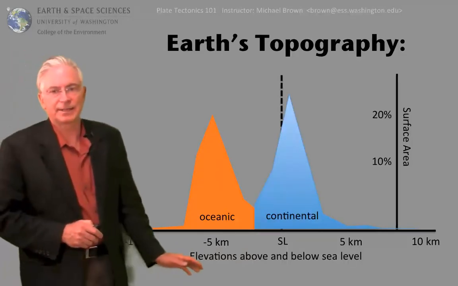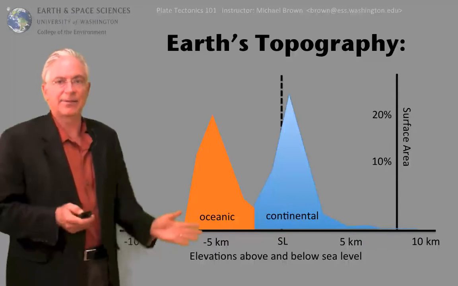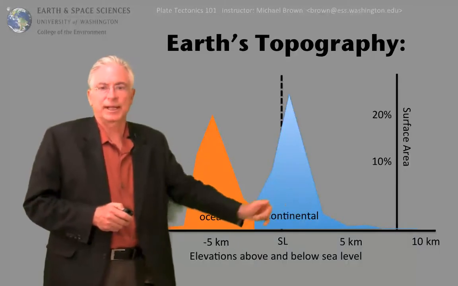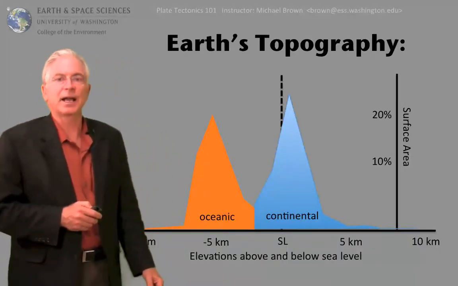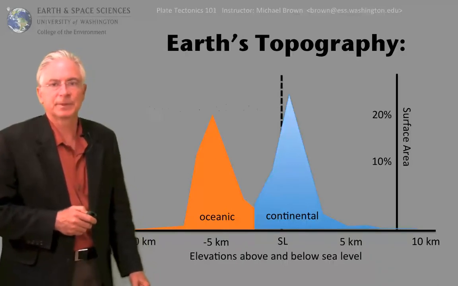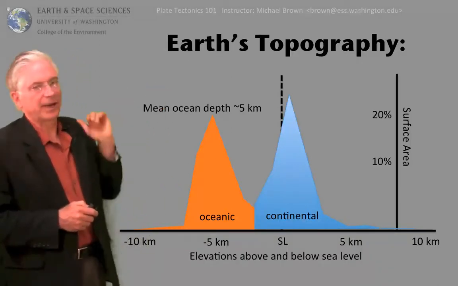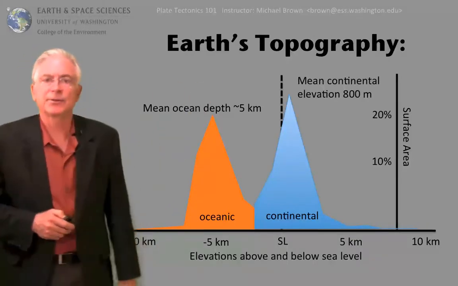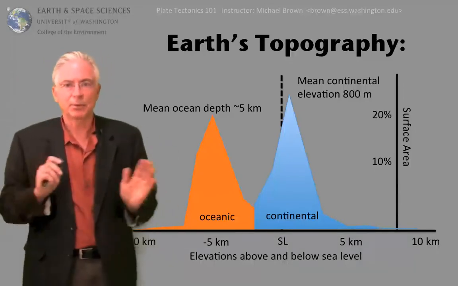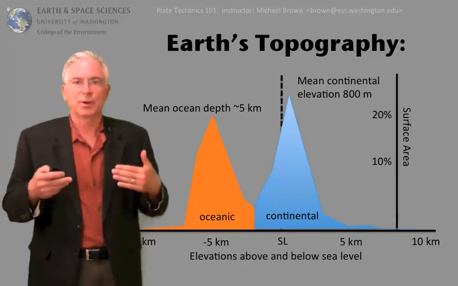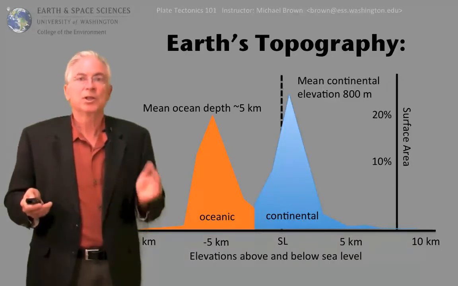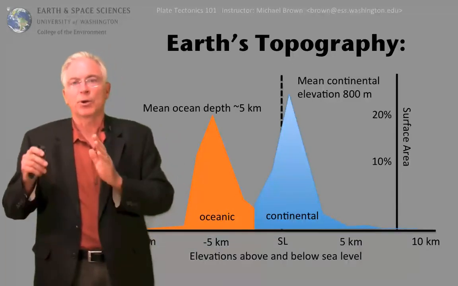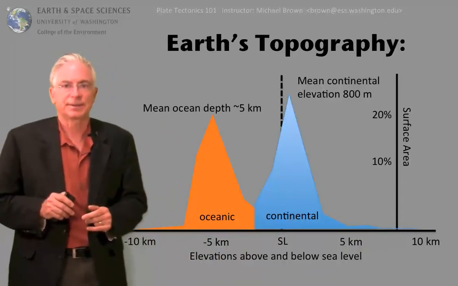Continental areas, on the other hand, form a second peak, represented by average thickness of 35 kilometers of the crust. And you can see again it tapering off to very little area on the Earth's surface that is as high as 8 kilometers above sea level. So the mean ocean depth is 5 kilometers below sea level, and the mean continental elevation is about 800 meters above sea level. This bimodal distribution is a direct response to isostatic equilibrium given two flavors of crust, a basaltic crust underlying the ocean and a more granitic crust underlying the continents.